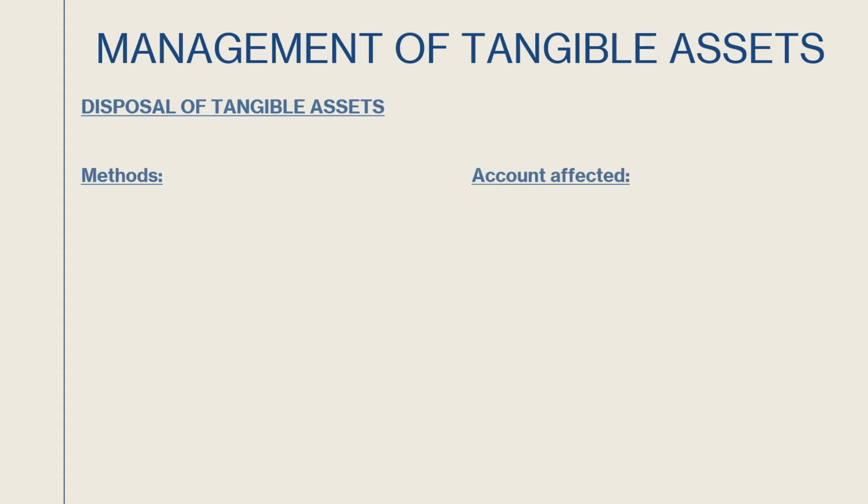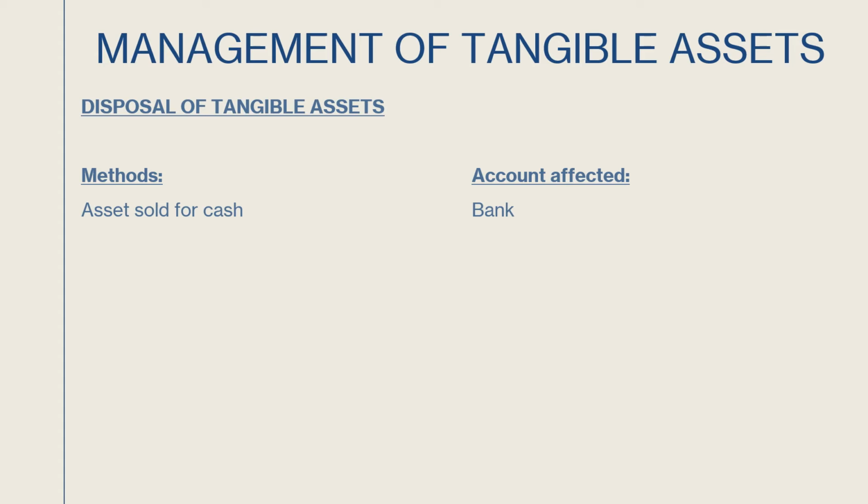Now there are different ways that we can use to dispose of our tangible assets. The straightforward way is just we sell it for cash. But there are lots of other alternatives that they can throw into a question paper to try and confuse you. The first one, the obvious one, is if we sell an asset for cash, obviously the account that is going to be affected is going to be bank.